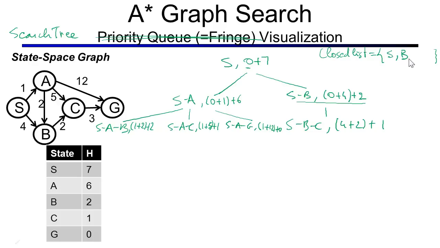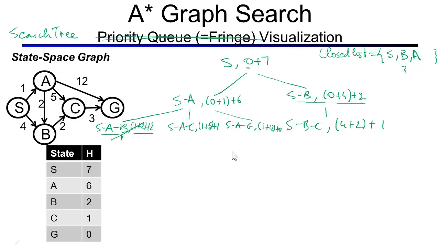At this point we've expanded A. A goes onto our closed list. Now let's look at which one has the lowest F cost. We have 5 here, which is the lowest, SAB. So we consider SAB for expansion. Turns out, however, B has already been expanded. It's in our closed list, so we don't expand this one. We're done with that branch.